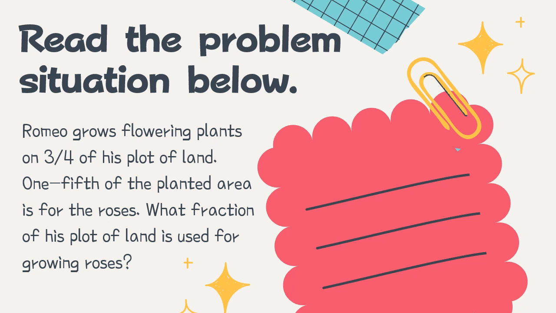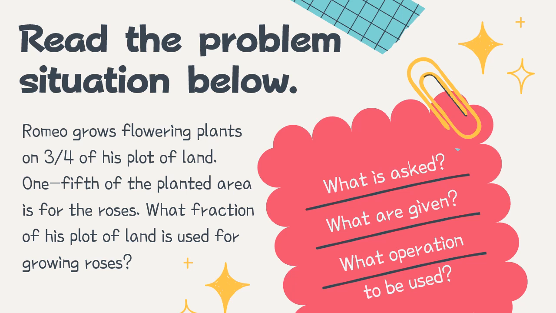Now let us analyze the problem. What is asked? What are given? What operation to be used? Now let's answer. What is asked in the problem? We are looking for the fraction of his plot to be planted by growing roses. What are given? 3/4 of his plot and 1/5 of the planted area is for the roses.